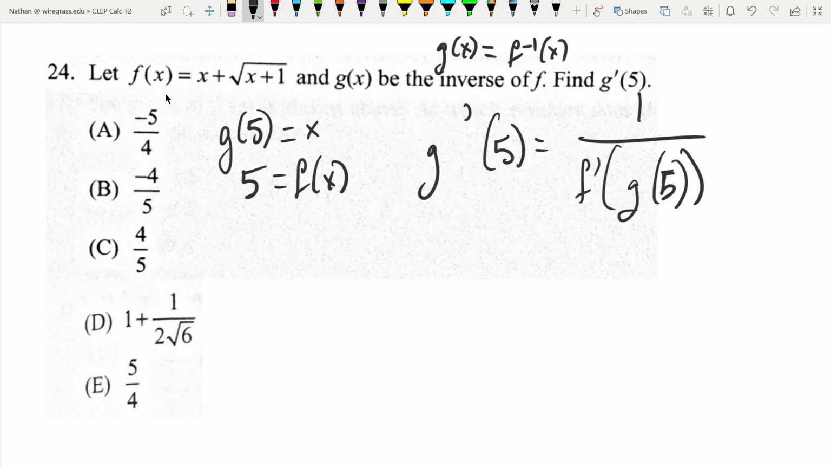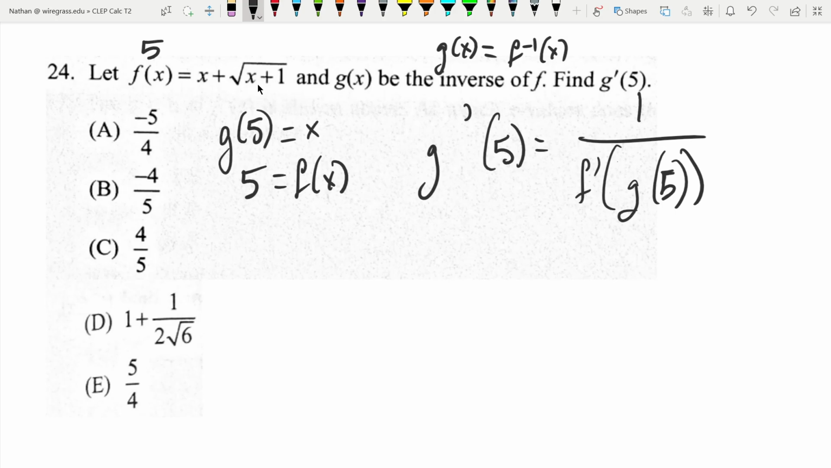So the question is, what x value hits that 5? If you can find that, then we know what g of 5 is. And this isn't too hard to just guess. We need something with the square root of that plus x is 5. If you try 1, the square root of 2 is not going to help.